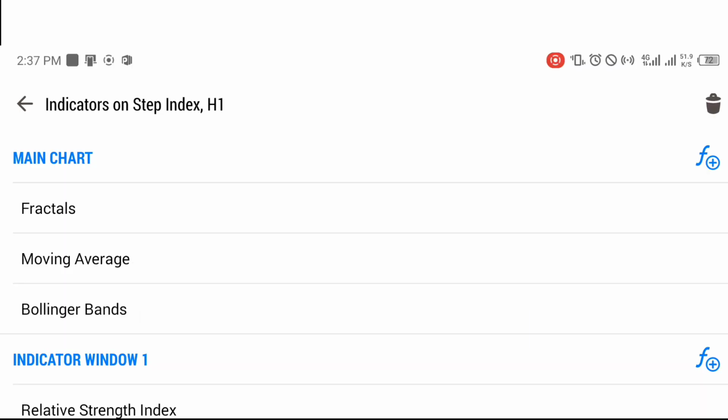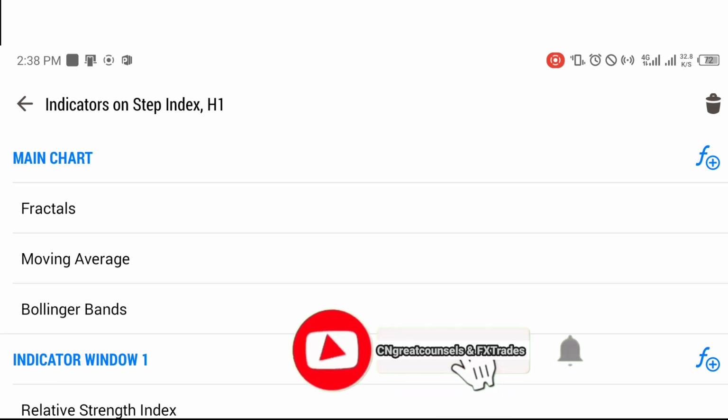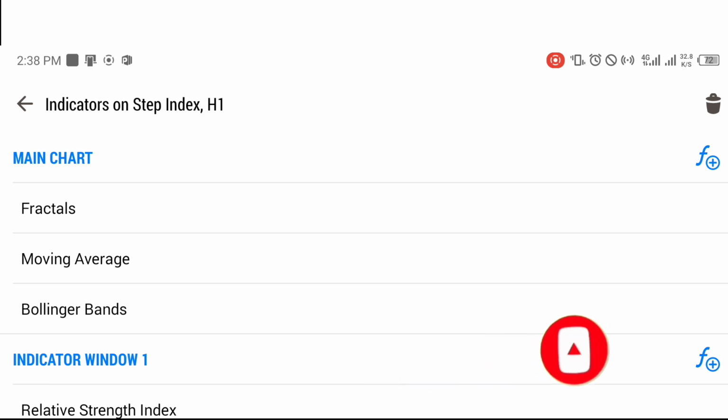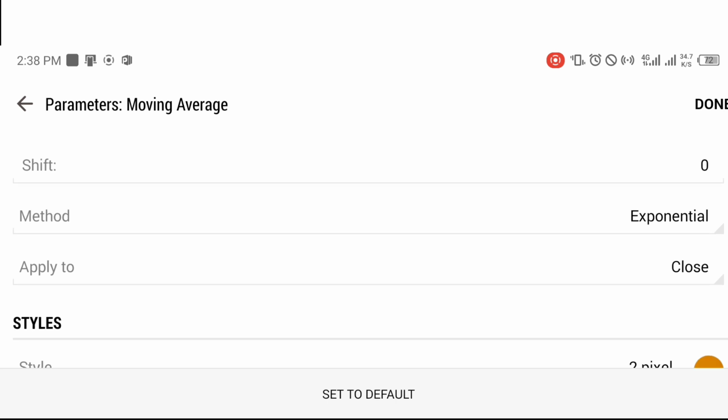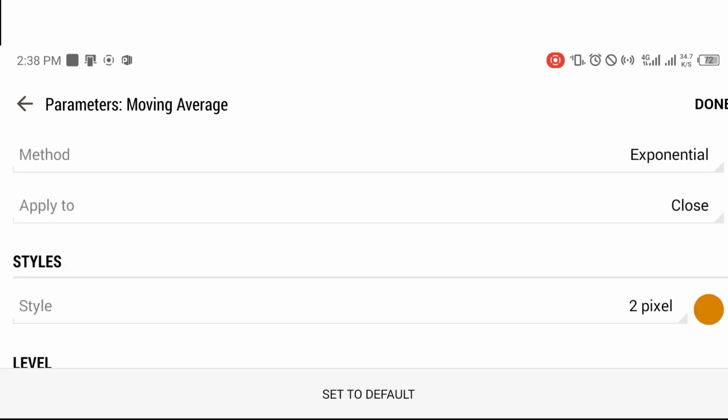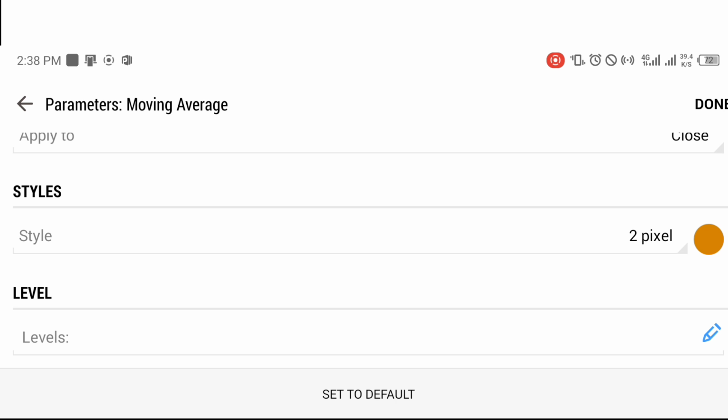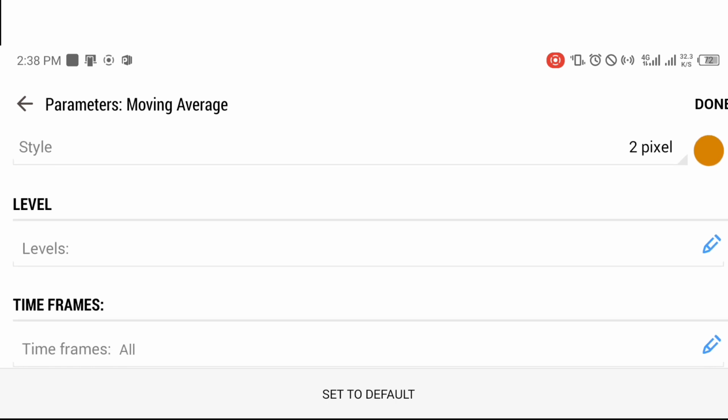And as you know, we only have indicators on the main chart, so you click on that icon to get the setting. We have a moving average. Forget about the fractal, but you know fractal is always permanent on my chart. So we have the moving average, and here is the setting of this moving average. Now the period is 150, shift is 0, exponential, close. Then you can choose any color of your choice for the stars and the pixels, but you have to make it visible.